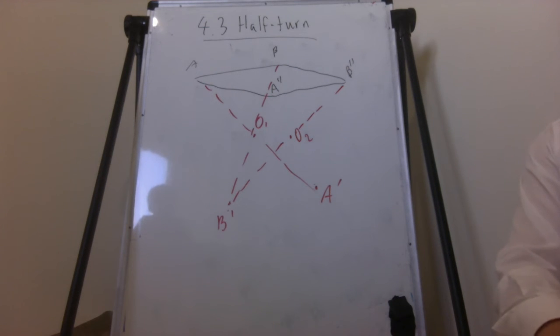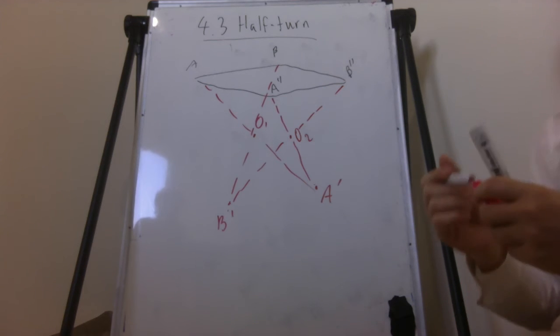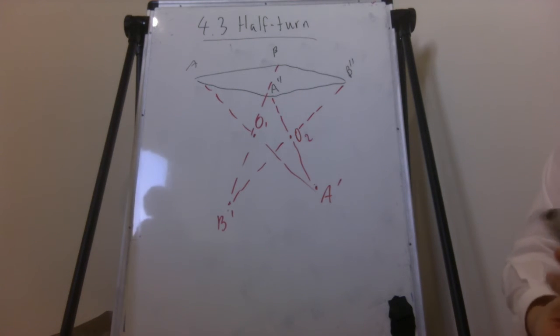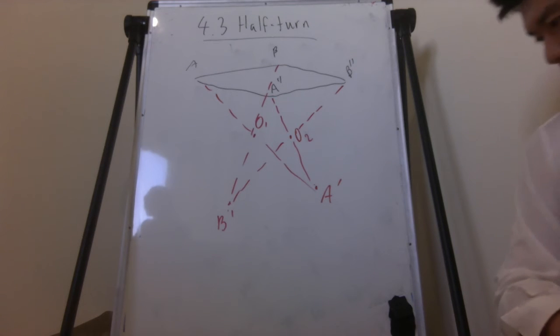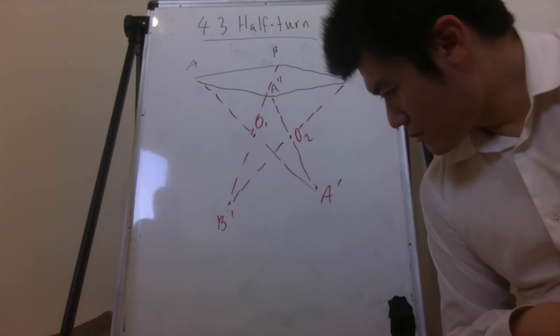No, we're missing a line. Alright, there you go. That's like a nosebleed for you. Okay, and we get a parallelogram.